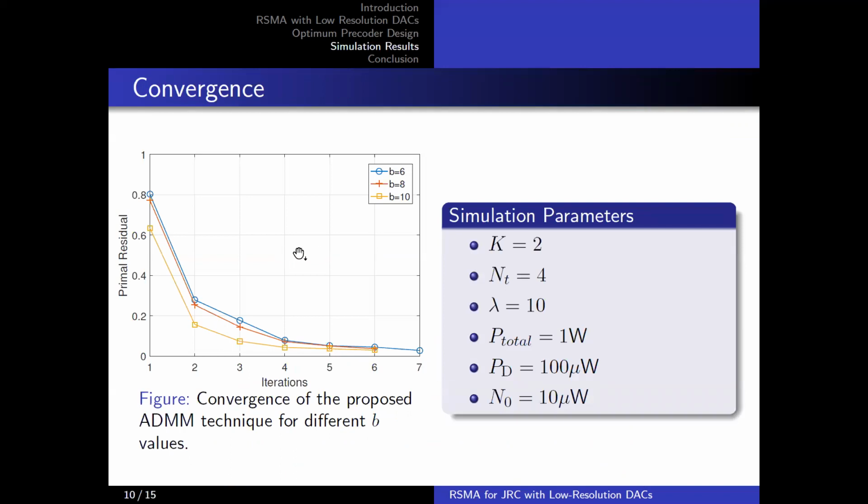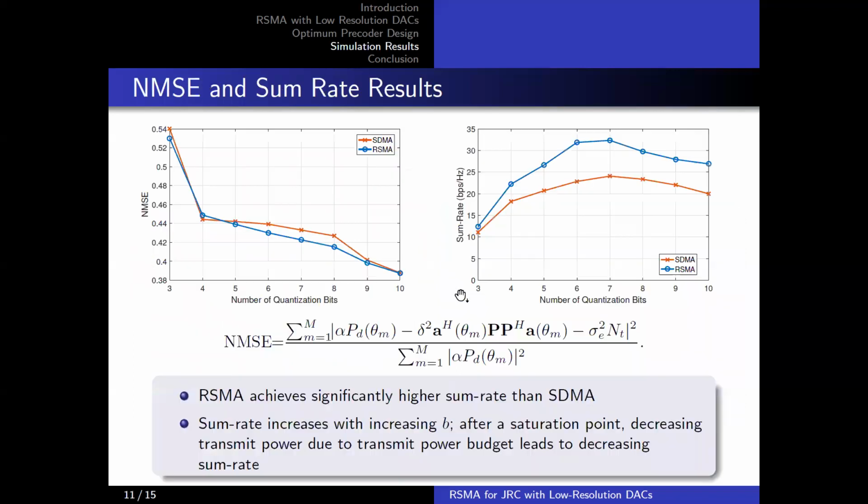We analyze the performance of the proposed solution by simulation results. We first check the convergence of the algorithm, which can be seen in this figure when the radar beam pattern error minimization is prioritized by setting lambda as 10. For this result and the rest of the results in the presentation, we consider 4 transmit antennas, 2 communication users, and 1 radar target. The total transmit power budget is taken as 1 watt. The DAC power coefficient is taken as 100 microwatts, and the noise variance is 10 microwatts.